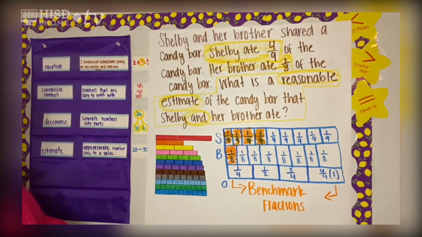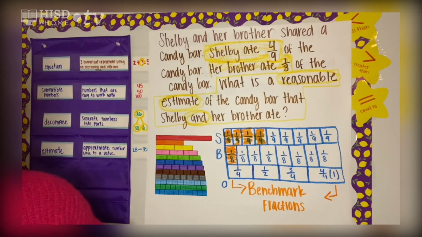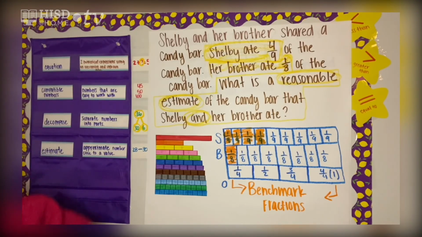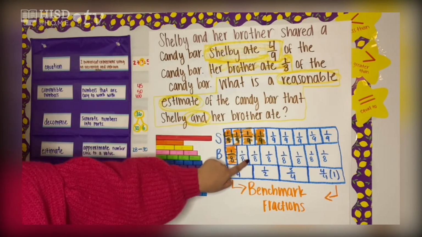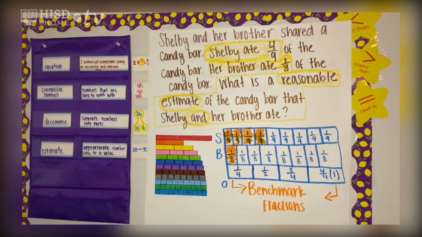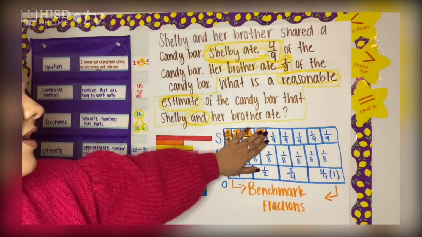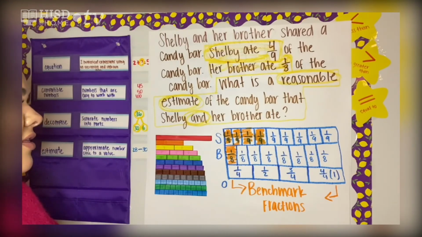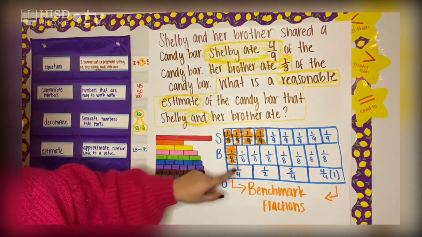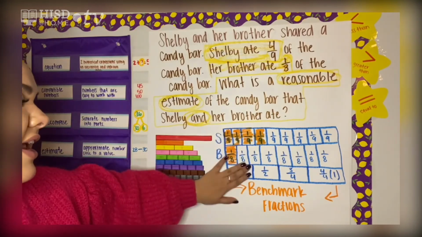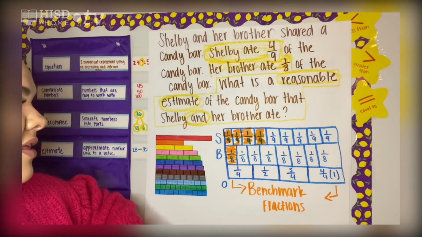So it says, what is a reasonable estimate of the candy bar that Shelby and her brother ate? So let's look at this picture here together and let's decide. Does it look like Shelby and her brother ate a fourth? Well, it seems like they ate a little bit more than a fourth, because I know that 4/9 is definitely more than a fourth. 1/8 isn't hardly a fourth, but I don't think they ate a fourth. I think they ate a little bit more than that.